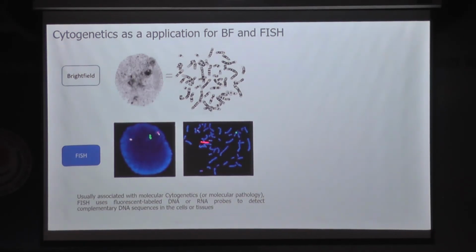The FISH also. Here all the chromosomes are being seen. A chromosome is normally bigger than the centromere. What is the centromere? The center of the chromosome is the centromere, and the end of the chromosome is the telomere. There are certain probes.